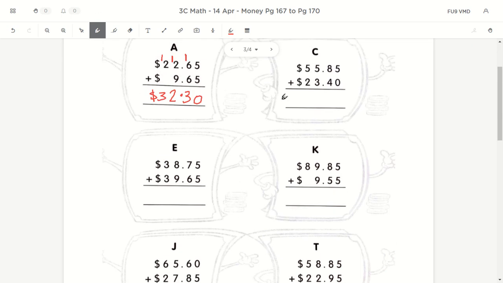Okay, next one. 5, 0 is 5. 8, 4 is 12. Regrouping 1. 1, 5 is 6. 6 plus 3 is 9. 5, 2 is 7. So $79.25.